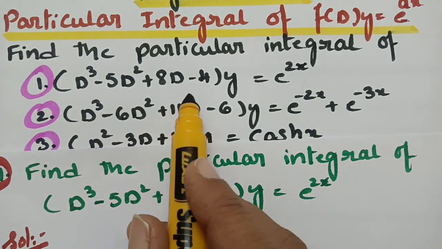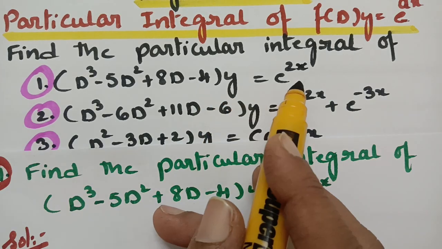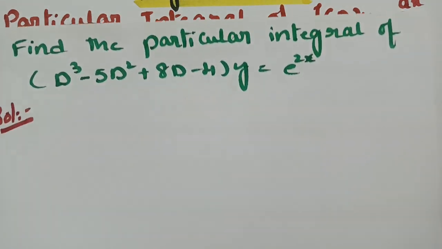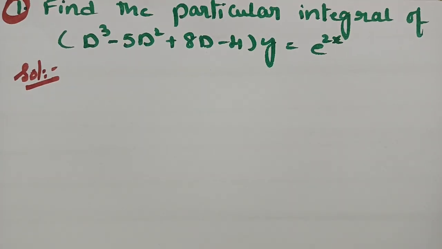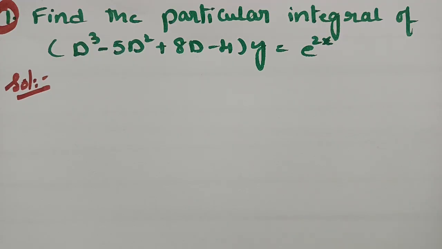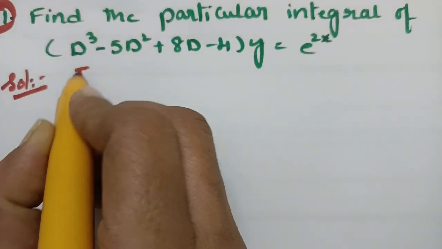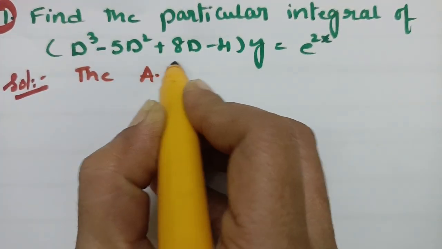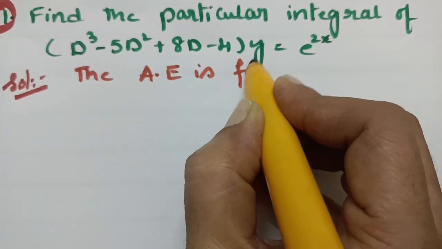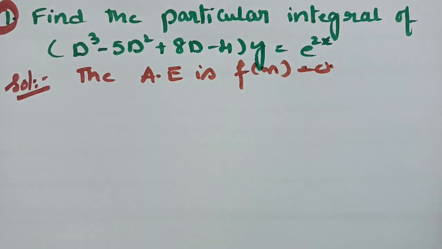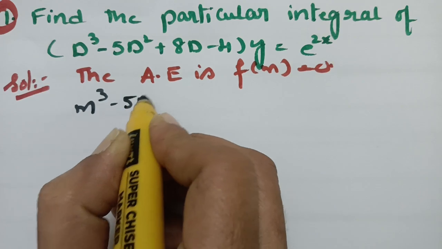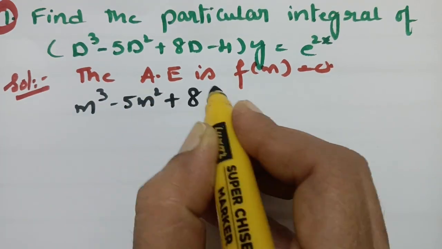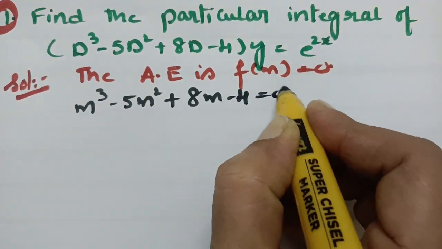Therefore we have to find the solution for the first question, that is D cube minus 5D square plus 8D minus 4 of y is equal to e power 2x. In order to find the particular integral, I'm first giving the general solution here. In the solution, the auxiliary equation, as you know, is f of m is equal to 0. Here in place of D, substitute m. This will be m cube minus 5m square plus 8m minus 4 is equal to 0.